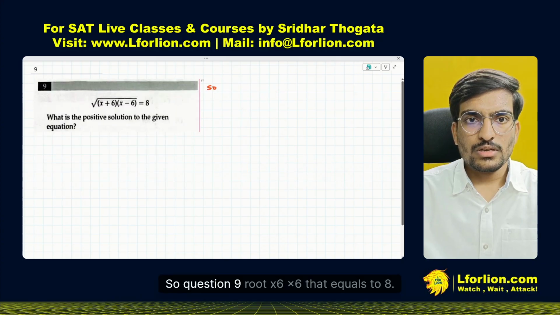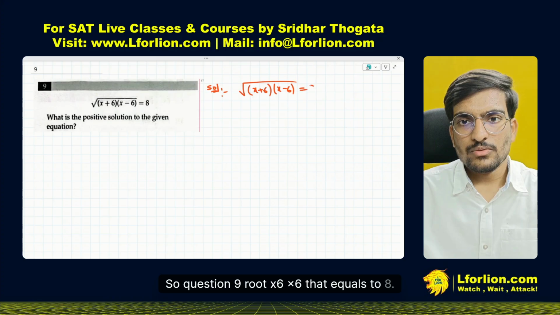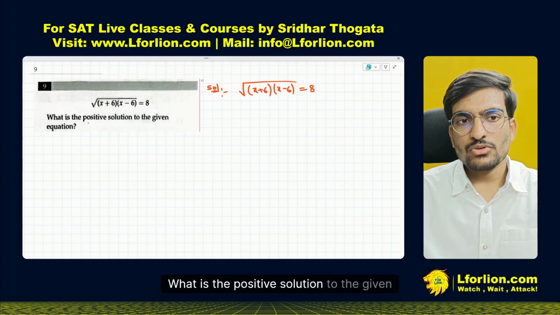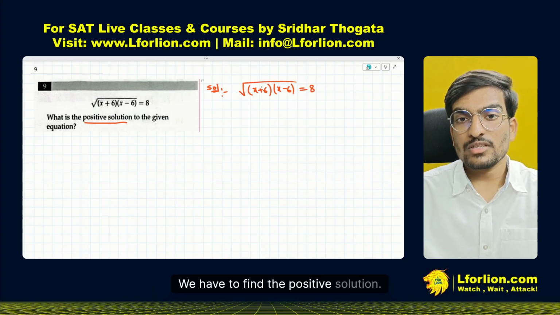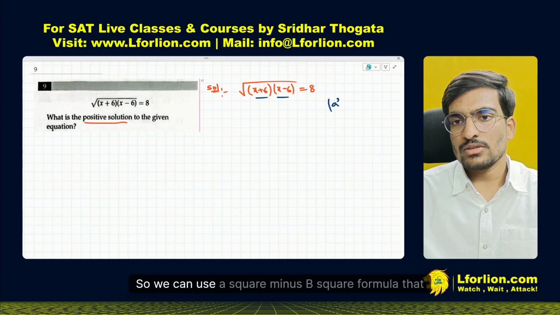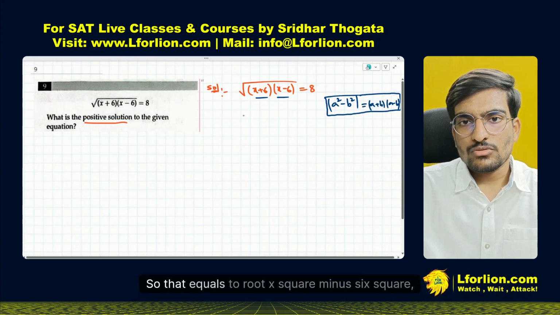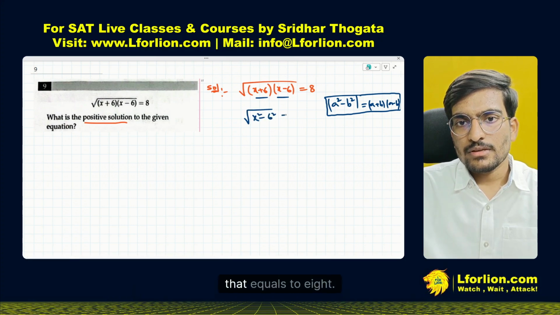So question 9: root of (x plus 6)(x minus 6) equals 8. What is the positive solution to the given equation? We have to find the positive solution. Here you see x plus 6 and x minus 6, so we can use the a square minus b square formula, which equals (a plus b) times (a minus b). So that equals root of x square minus 6 square, which equals 8.